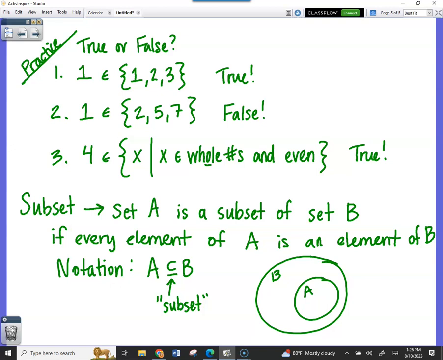Okay, let's look at 3 examples. Are y'all good with this? Can I change the screen? Yes, ma'am. Everybody good? So, for example, the set 1, this looks funny now, is a subset of this set. It looks really funny because you're saying the set 1, those brackets around it mean the word set, is a subset of the set 1, 2, 3.